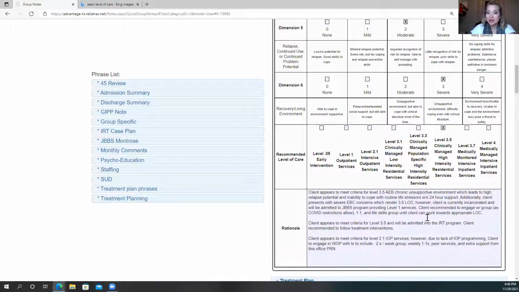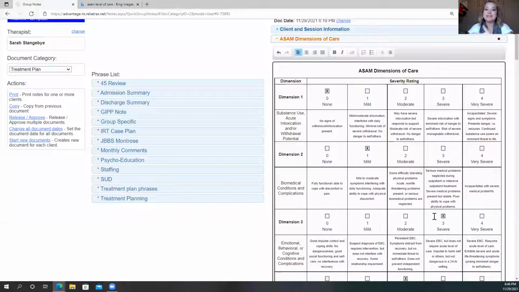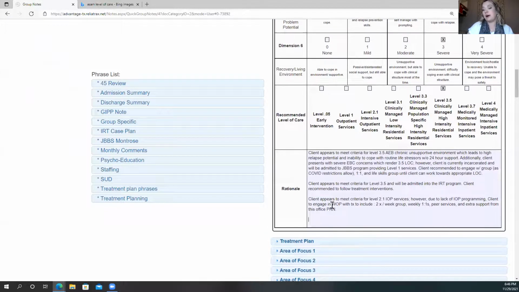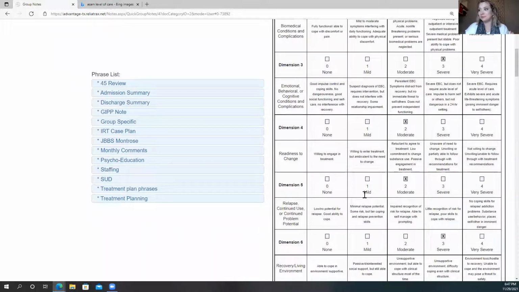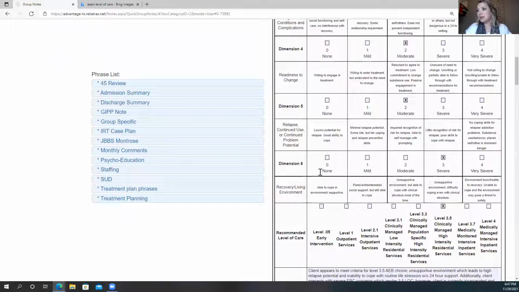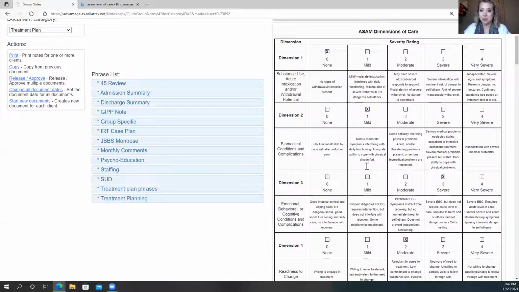All right, that is the ASAM in a nutshell. That is what we're looking for. Again, this is updated every time you update the treatment plan. The hope is that your client's getting better. The hope is that your client is moving down through levels of care. So if the client at time of intake really assessed for 2.1 IOP, hopefully in outpatient, we update the treatment plans every 6 months. So hopefully when I redo this in 6 months, they've gotten better. And maybe the client's recovery and living environment has gotten better and they can move from a 3 to a 2. So it is important to update the ASAM every single time that you update the treatment plan.